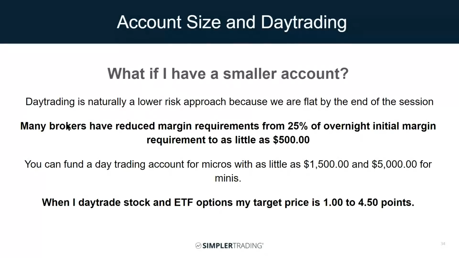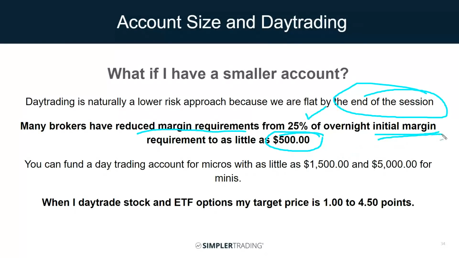We understand that we can trade different types of assets with different costs related to them. And remember, cost is a part of your risk. And I believe being flat by the end of the session is actually a smart way to control risk. What happens overnight? You don't care. A lot of brokers will give you reduced margin requirement as little as $500. Some will use, say, 25% of whatever the larger overnight margin is.